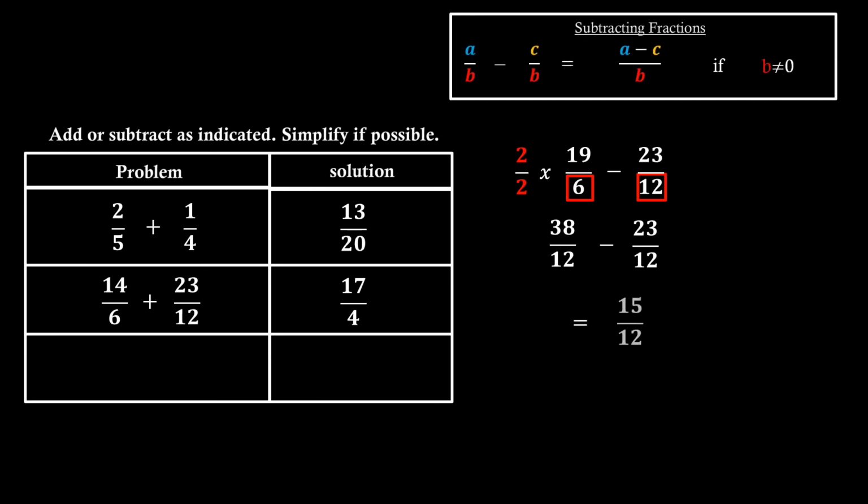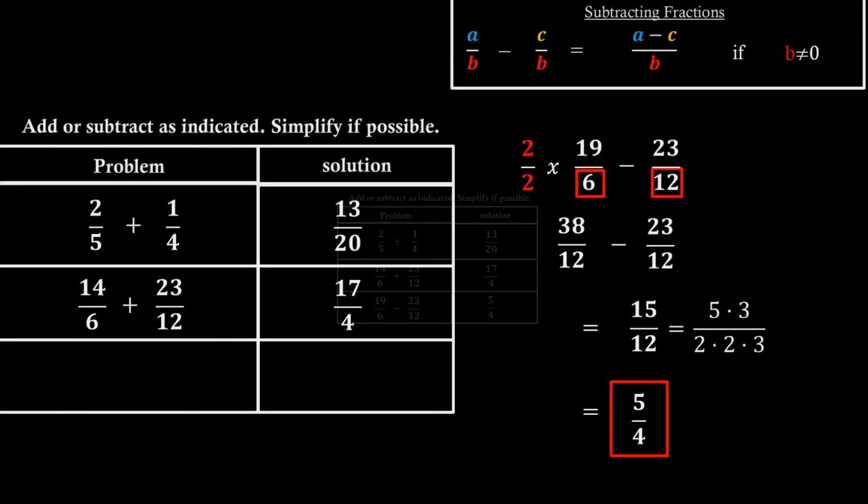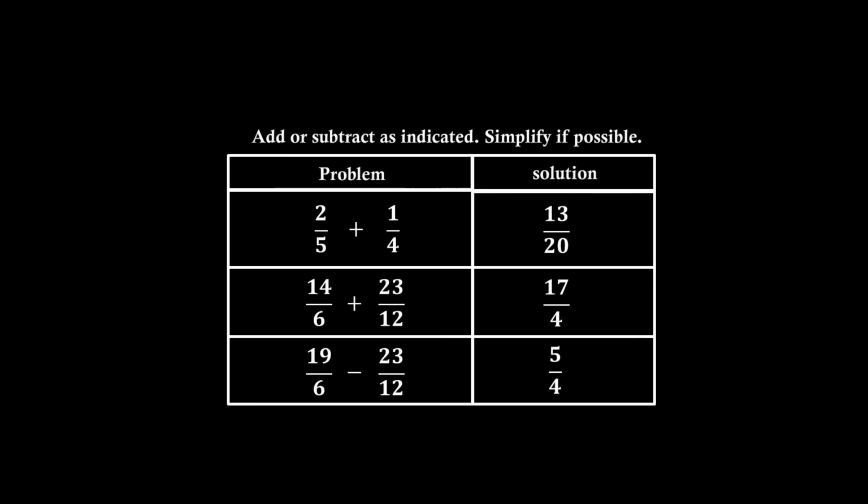15 over 12. 15 over 12, written as a product of primes, is 5 times 3 divided by 2 times 2 times 3. We can cross out the 3's, and we're left with 5 over 4, which is the simplified fraction. And there we have it. We added and subtracted fractions with different denominators.